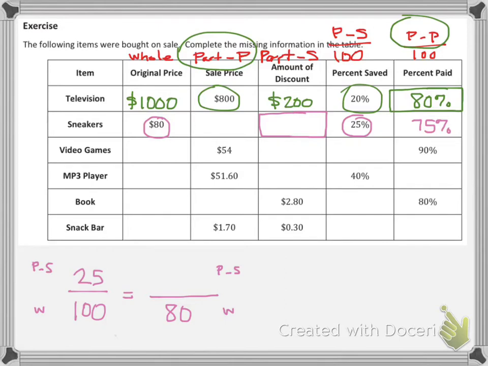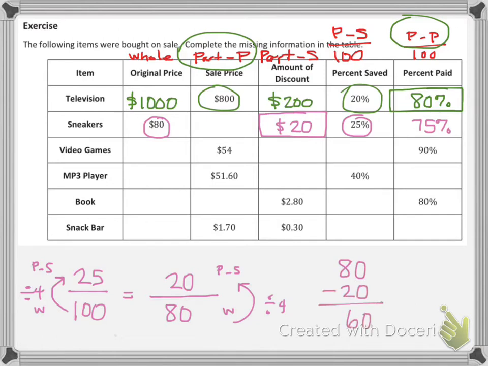And I have a nice constant, 100 divided by 4. That's 25. So 80 divided by 4 will be my answer. And 80 divided by 4 is 20. $20 is the amount of discount. That's the part that I save. And then I can find the sales price by just taking the original price, 80, and subtracting the part that I save. And that gives me the sales price, which is $60.